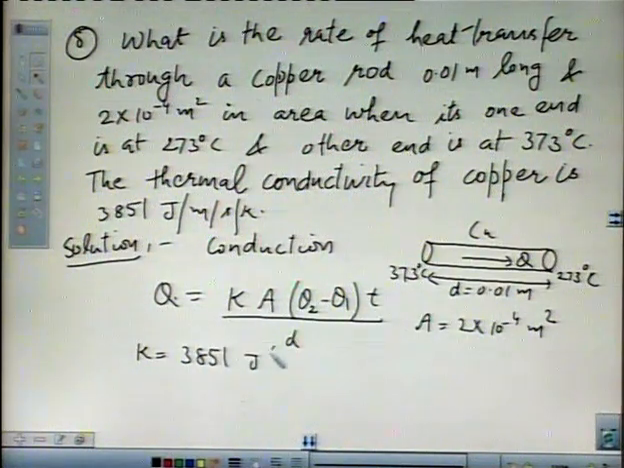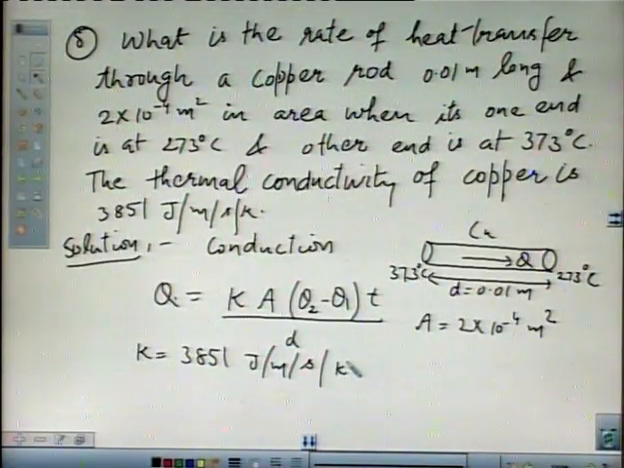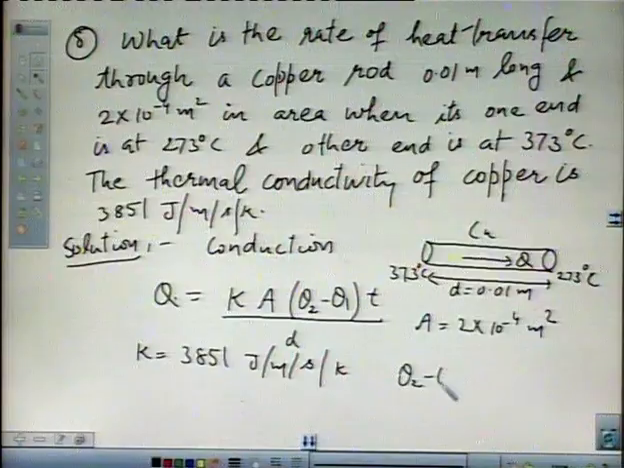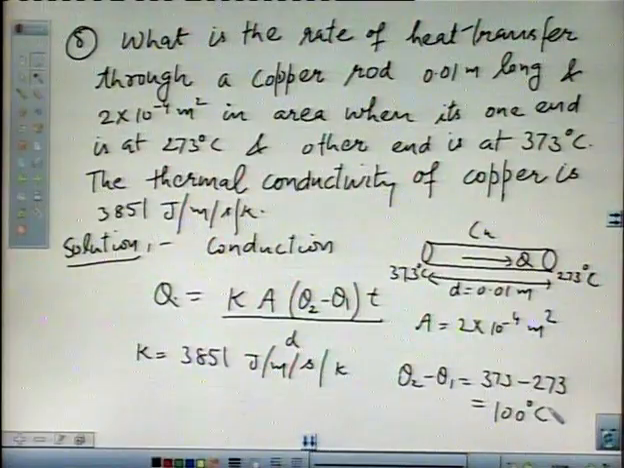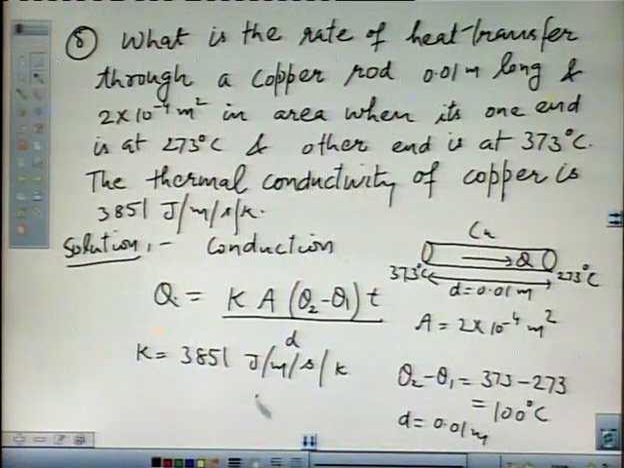Now we have K is equal to 385 joule per meter per second per Kelvin. Theta 2 minus theta 1 is equal to 373 minus 273, which is equal to 100 degrees Celsius. Area of cross section is 2 into 10 raised to power minus 4 meter square. D is equal to 0.01 meter, and the time is given as 1 second. So we have to put all these values in the equation.